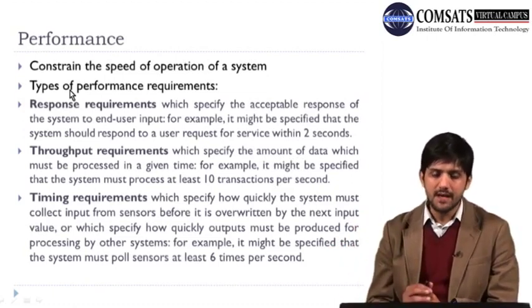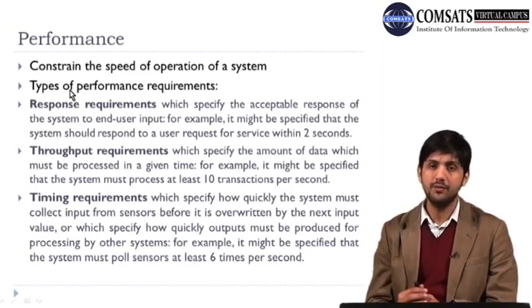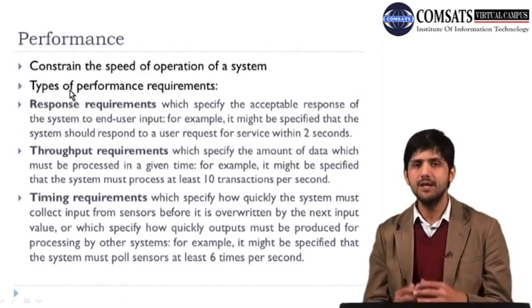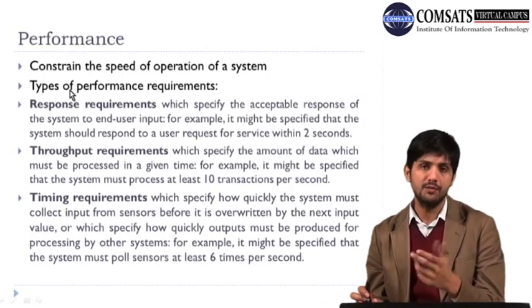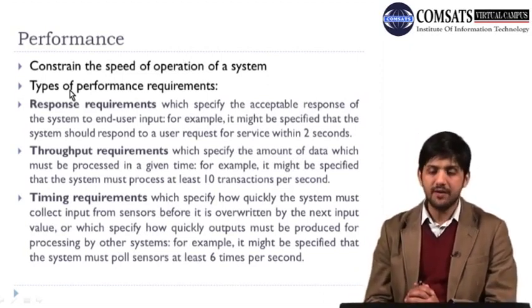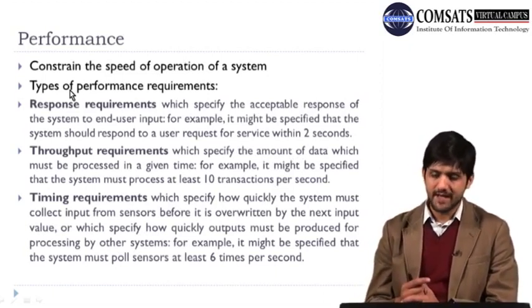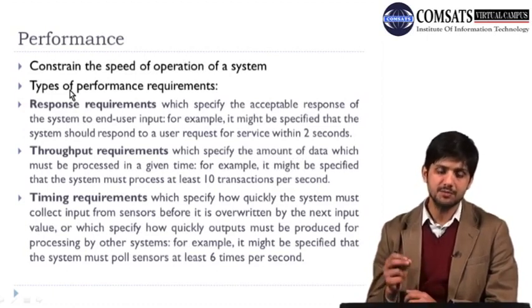So what we can say is that it might be specified that the system should respond to a user request for service within 2 seconds. So we need to quantitatively describe it, and we need to strictly follow it. Then we have these throughput requirements, which specify the amount of data which must be processed in a given time. For example, it might be specified that the system must process at least 10 transactions per second.